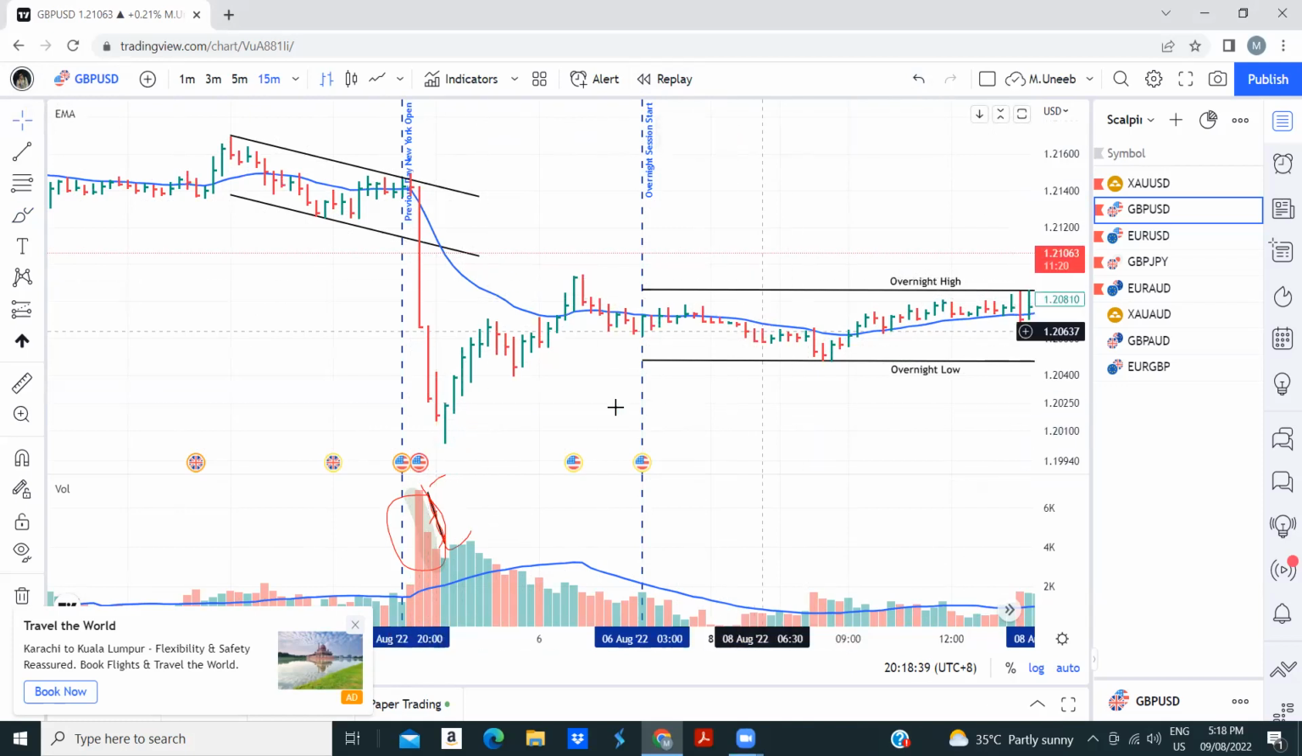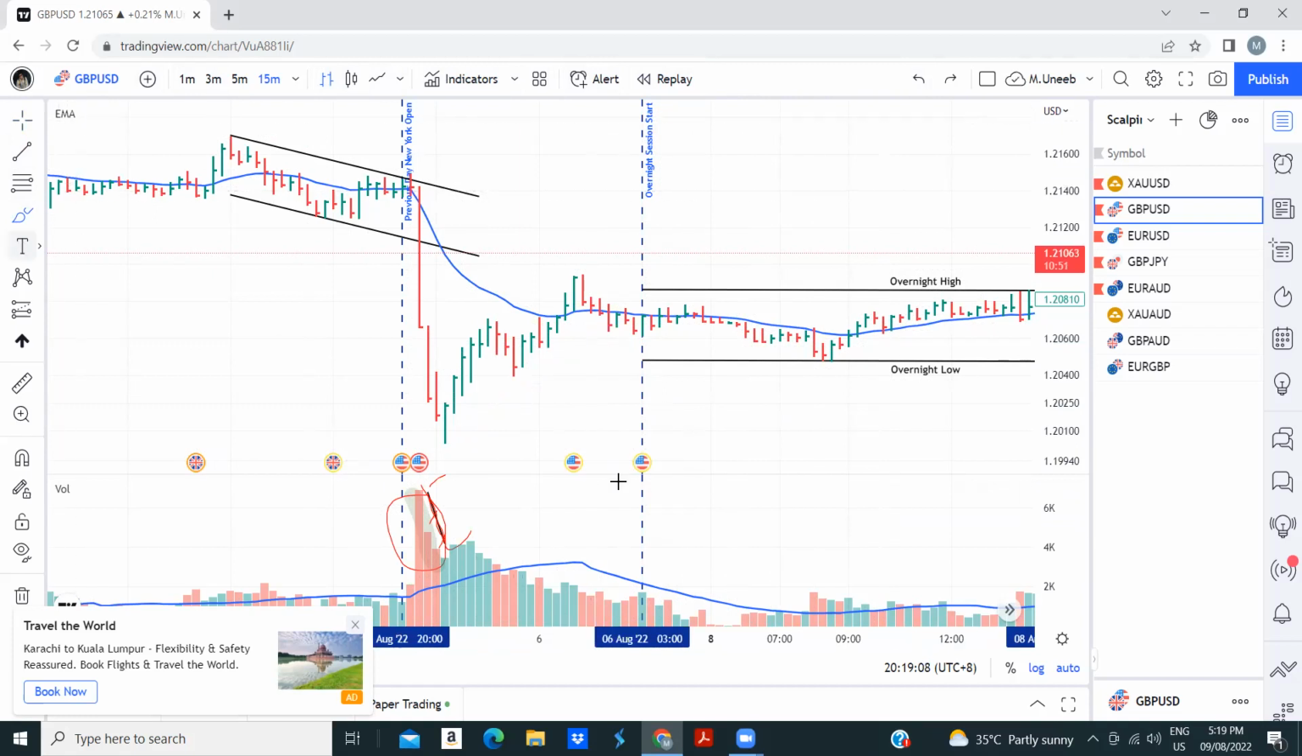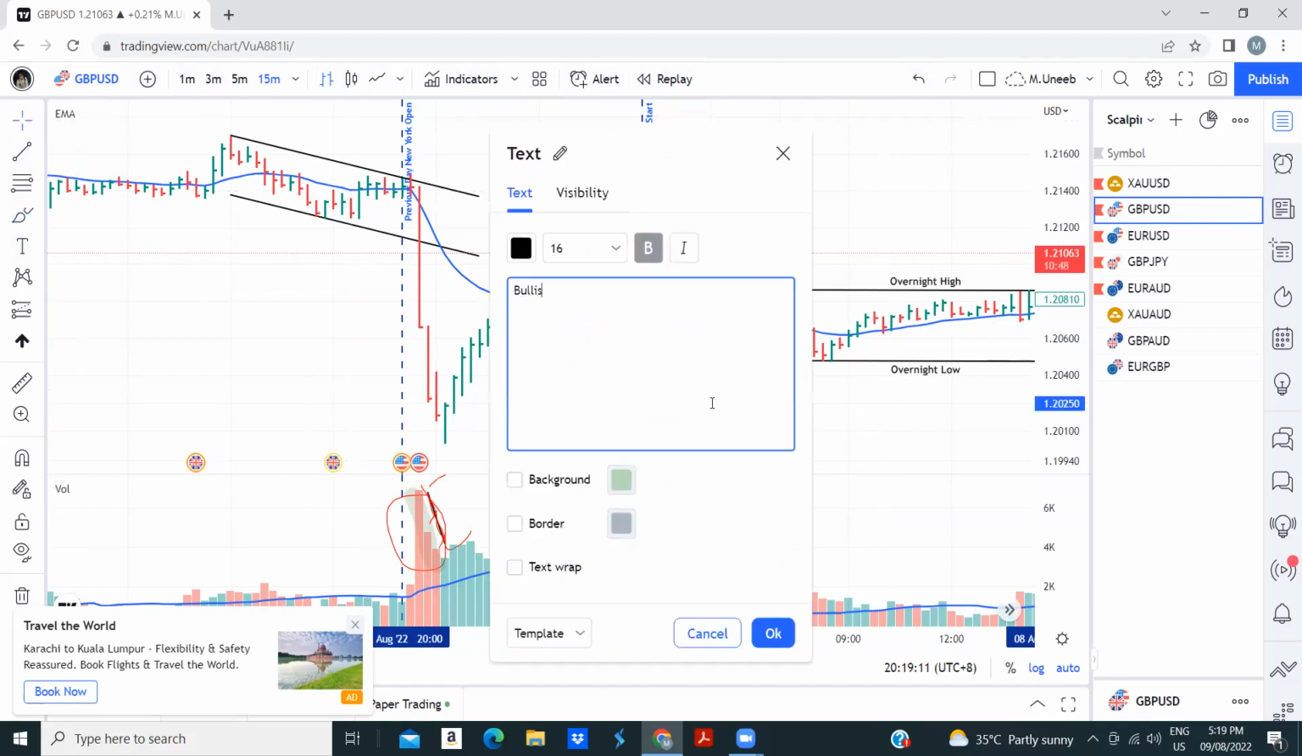So now tell me, what is the bias when the price is entering between the overnight high and overnight low session? Is the price entering from the upside or downside? Can you tell me? The price is entering from the downside, not from the upside. The price is entering from the downside, and it's a V top accumulation. So what would the bias be? Can you tell me? Bullish. Yes.